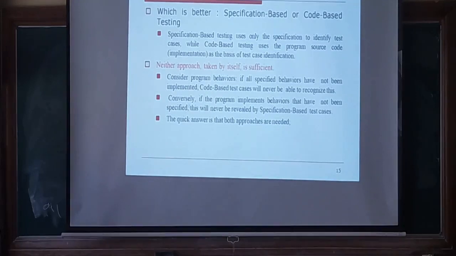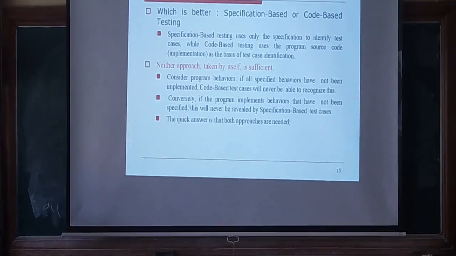Now, specification versus code-based testing, which is better? Whether specification-based testing is better or code-based testing is better. We know that specification-based testing identifies the test cases based on the input and output domain, whereas code-based testing identifies the test cases based on the program source code, or the implementation part of the program. Neither approach is sufficient by itself. Both are equally important.